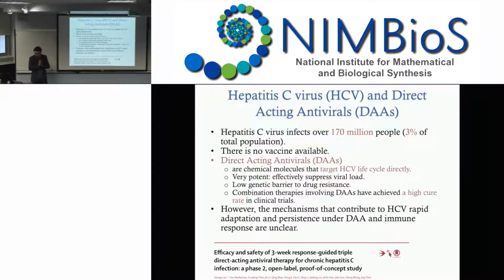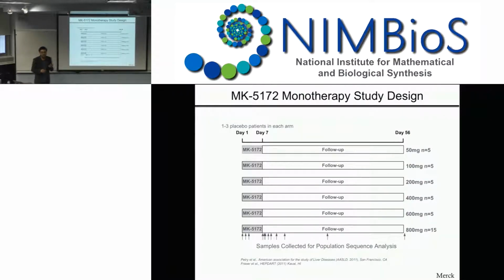However, there are some fundamental, basic science questions we still don't know. Although the treatment is effective, we don't know what mechanisms contribute to HCV adaptation, drug resistance, or persistence under the drug or under immune response. HCV is a remarkably successful virus. It causes a chronic infection, evades the immune system, and also generates resistant mutants to drugs. So what are the mechanisms that lead to the remarkable ability of HCV to adapt to different environments in the host? That's the question we try to address using a clinical data set. So the work here is really to understand the basic biology and evolutionary principles underlying the HCV population within the host. This is the clinical trial we are working with.